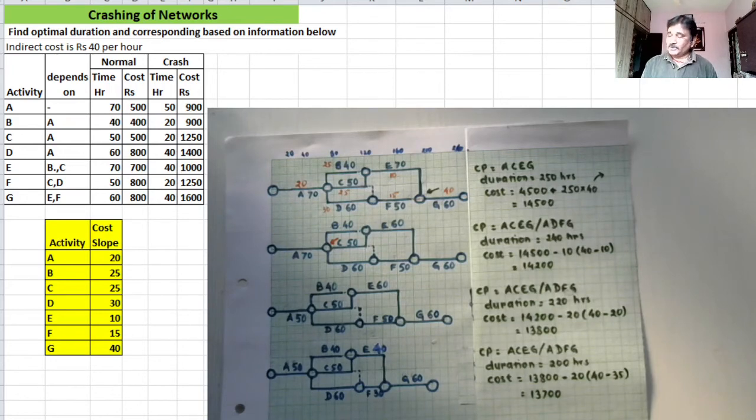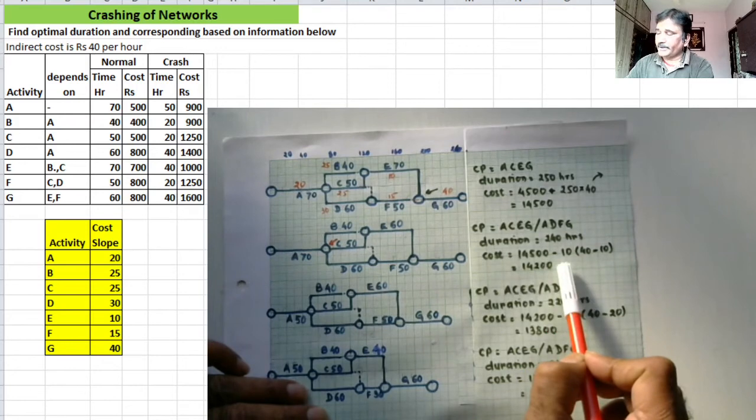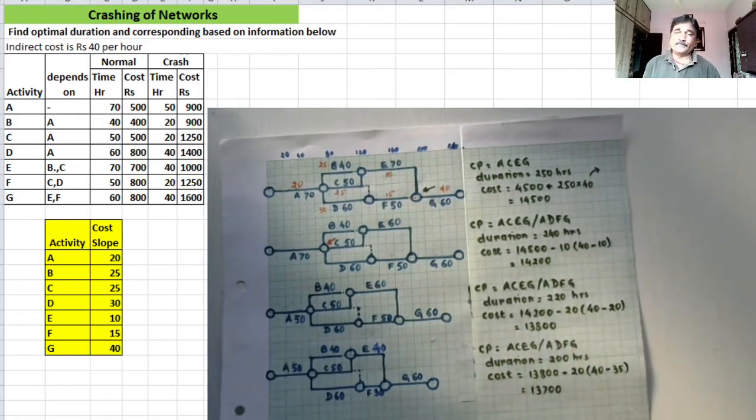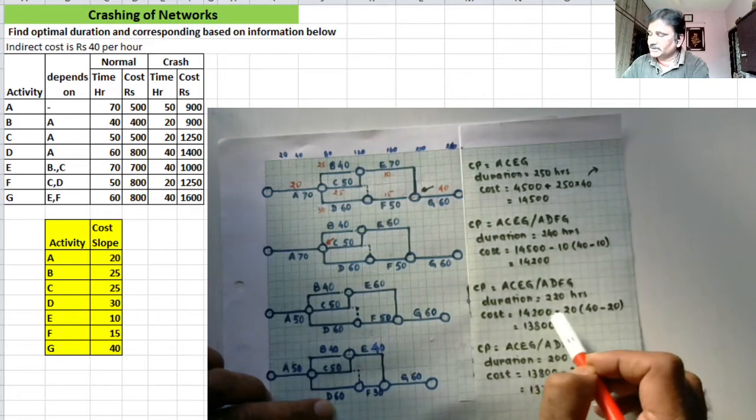Now in terms of cost, my last standard cost is 14,200. Now how much am I saving? Okay, I am saving 20 hours. Because of 20 hours, how much is the saving and how much is the cost addition? So the net saving I will be subtracting from this 14,200.